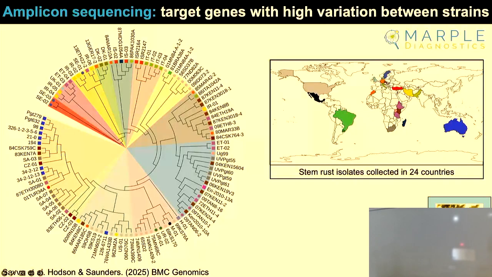Most genes have exactly the same sequence between strains. It's only the ones that are different that are really showing all the branches and the branch lengths in this phylogeny. And so we thought, well, we can just focus on those polymorphic genes.